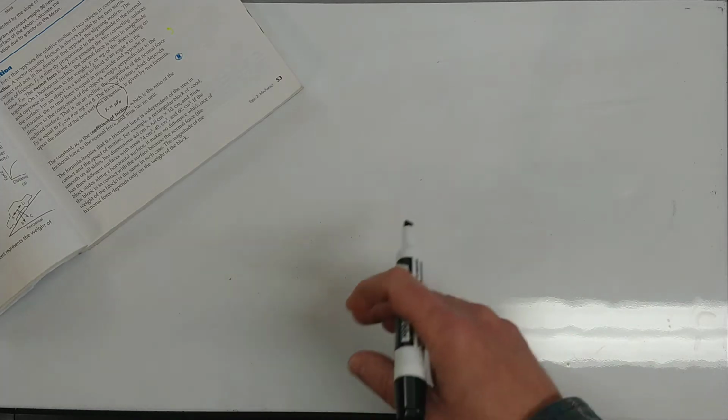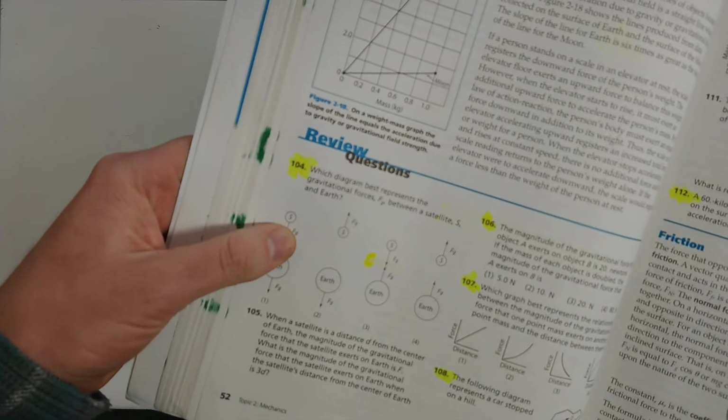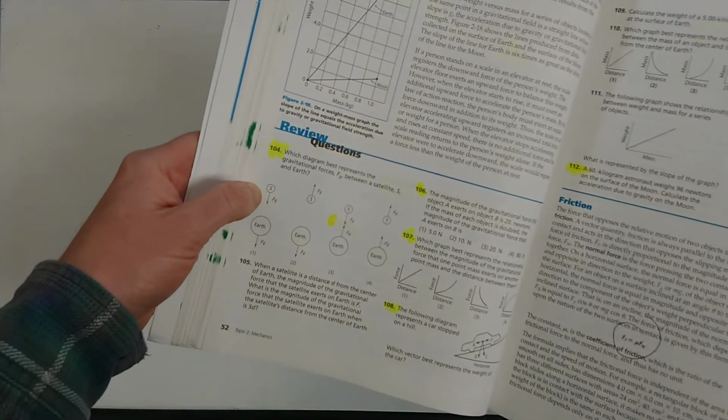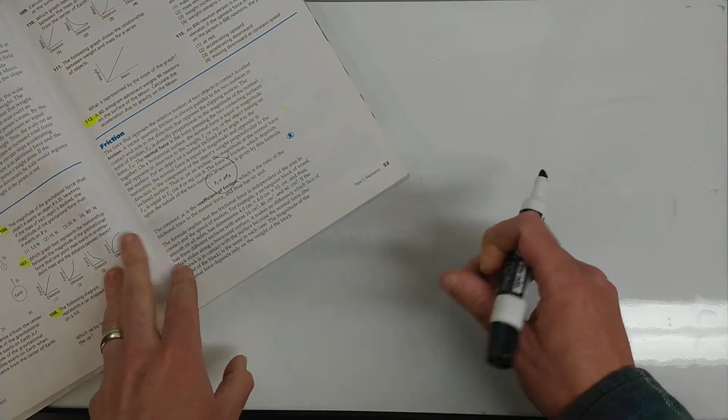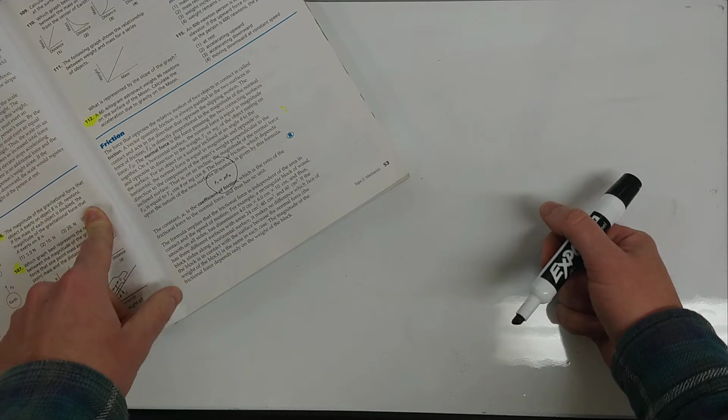So let's go ahead with number 104, the very first one there. Which diagram best represents the gravitational forces Fg between a satellite and Earth? And the answer is 3. It's attractive, right? It's always attractive. Pulls towards each other, just like you see there. Classic thing.